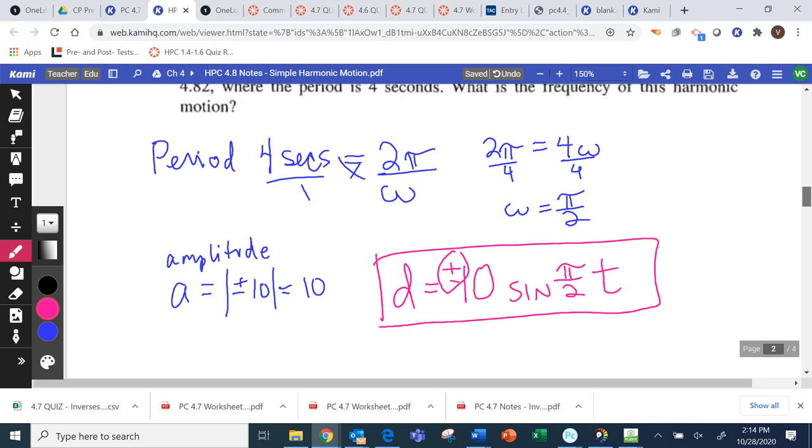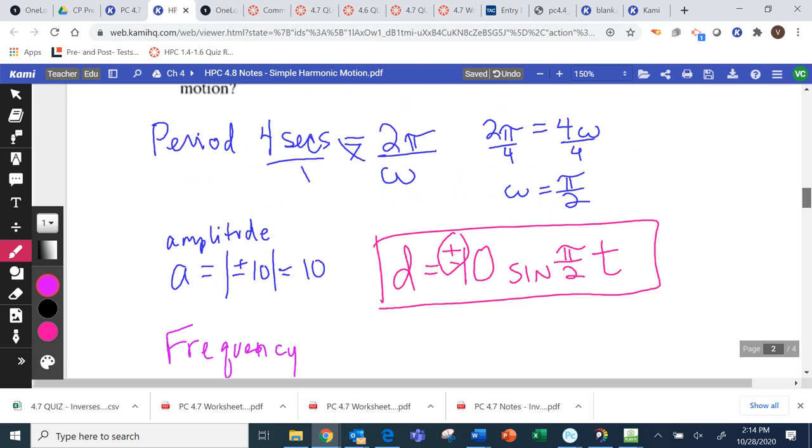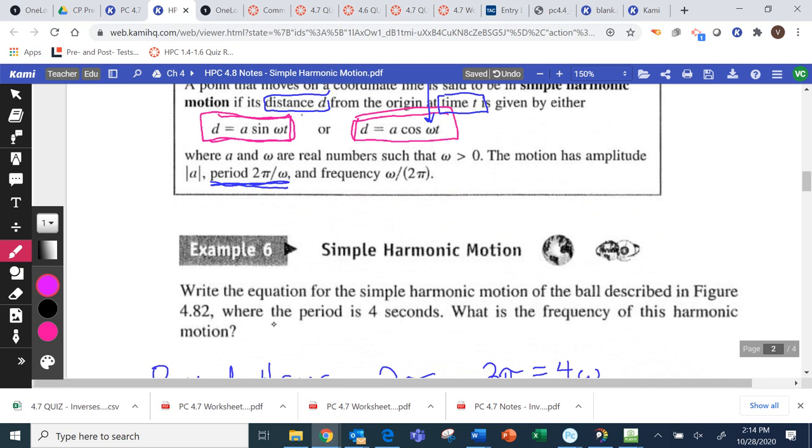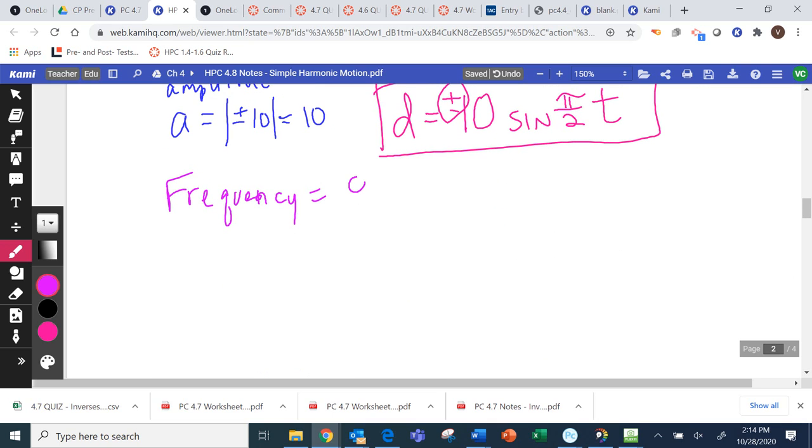This also asks for the frequency. In that table or this box up here, it says the frequency is omega divided by 2 pi. So if I take my pi over 2 and I divide it by 2 pi, it'd be the same thing as pi over 2 multiplying by 1 over 2 pi, and I get 1/4.